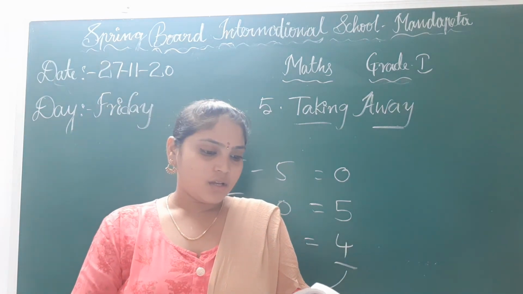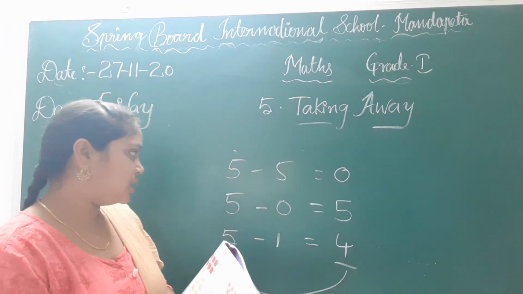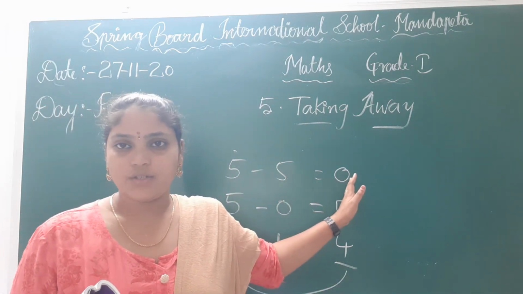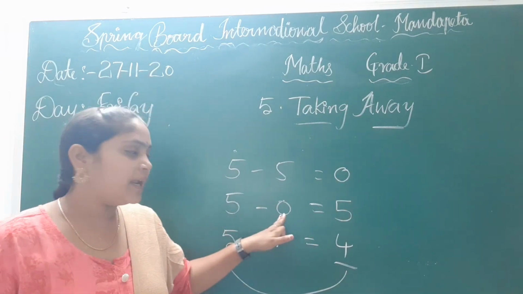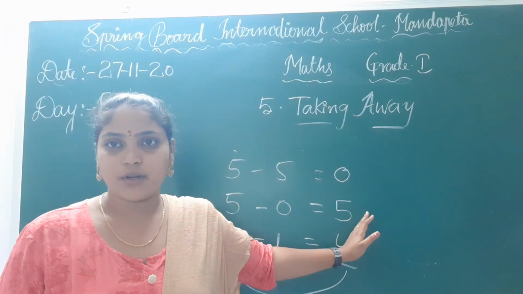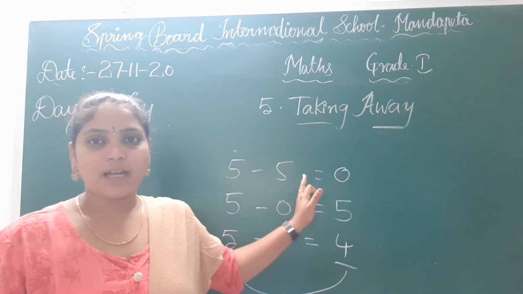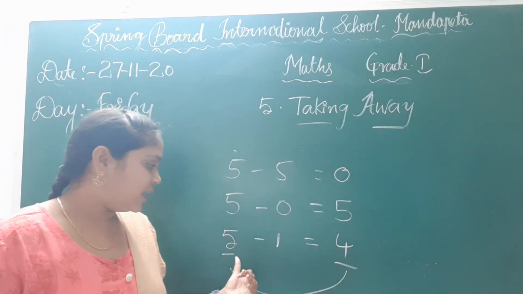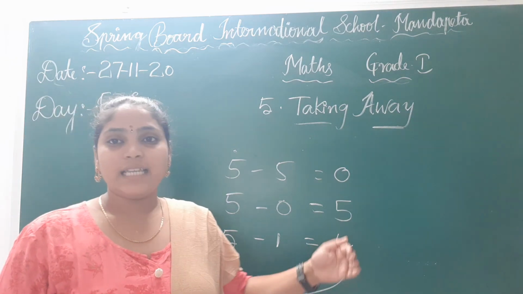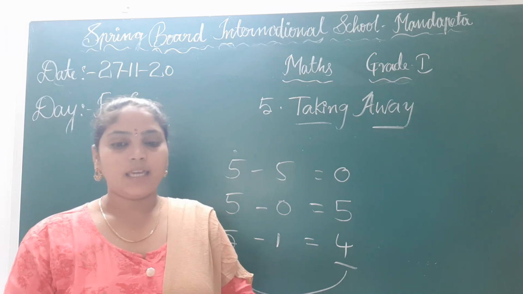Okay, children? So remember these 3. If we subtract a number from itself, the answer is 0. And if we subtract 0 from a number, we get the same number. And if we subtract 1 from a number, the answer is 1 less than the given number.